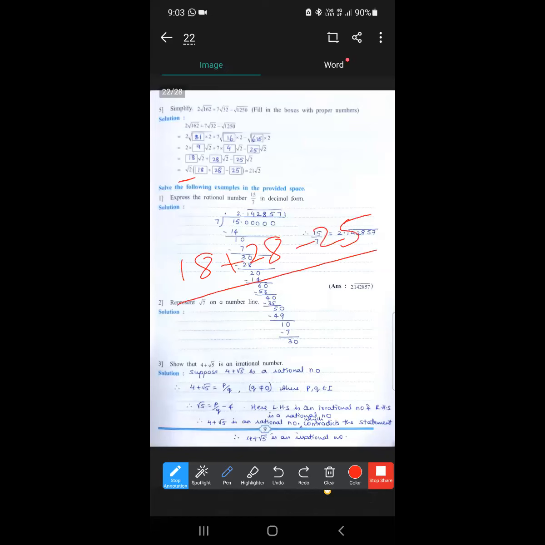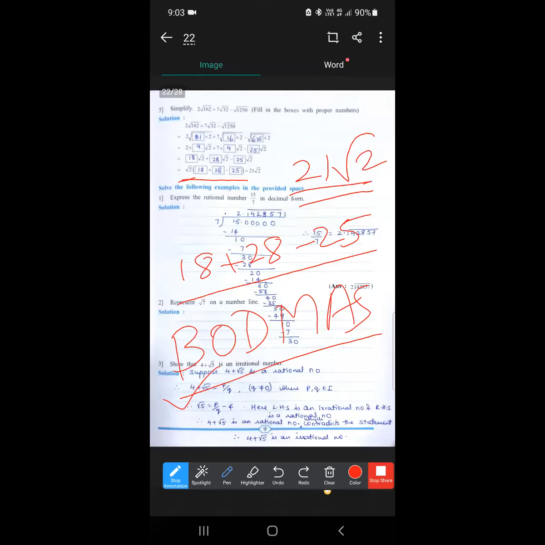Now here you will apply the Bodmas method. Yesterday only I told you, when there is a combination of addition, subtraction, that is mathematical operations, you need to follow the Bodmas rule. So 18 plus 28 minus 25, you will get 21, and root 2 as it is. So the final answer is 21 root 2.